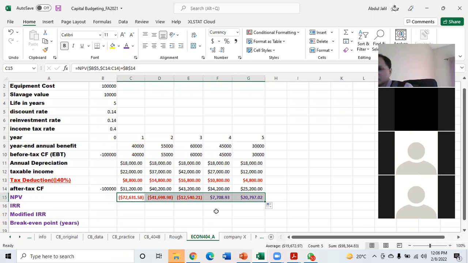After 3 or 4 years, you will recover all of your cost, and now your present value will be positive, right? And further, if you extend this project more and more, it is generating more profit, right? So it becomes profitable. Clear? For all 5 years, the total net NPV it has generated is 20,797.